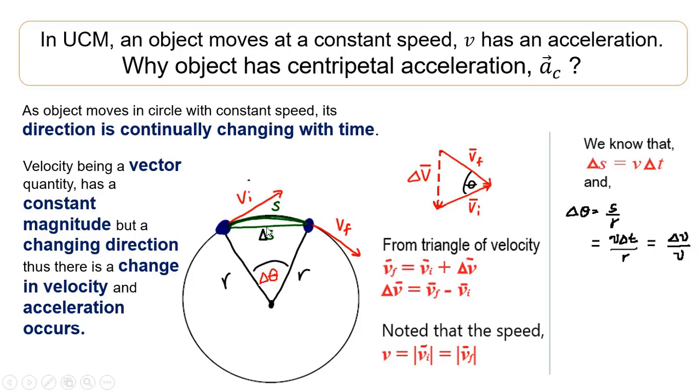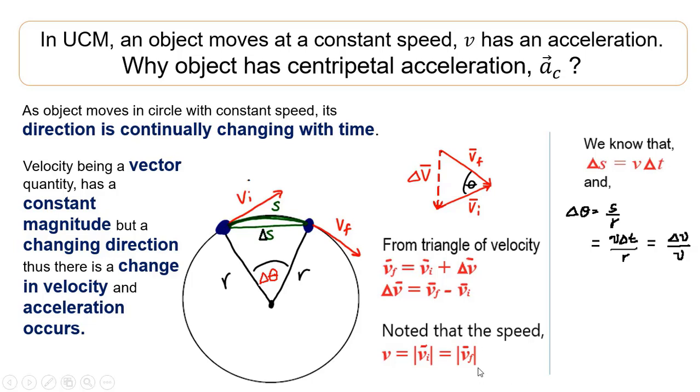Delta S over R, delta V over V. The speed V here is the magnitude of both initial velocity and final velocity.